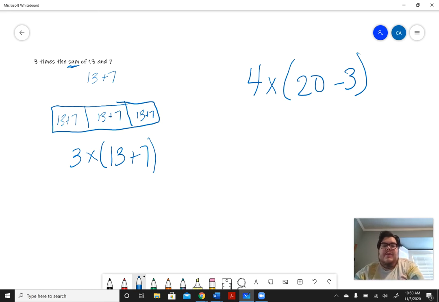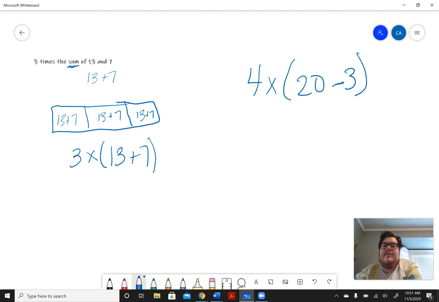Okay, so hopefully you had a good discussion. What I'm seeing as I'm interpreting and reading this is that I have a difference here because I am subtracting. So I have a difference of 20 and 3. What is the difference of 20 and 3? And I have that difference of 20 and 3 four times.